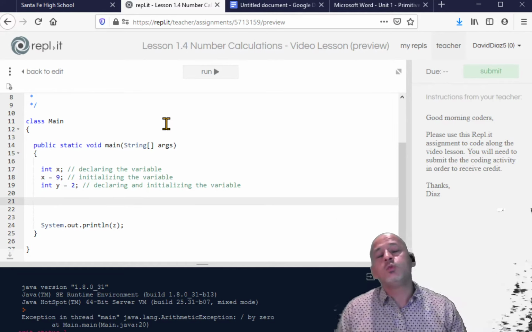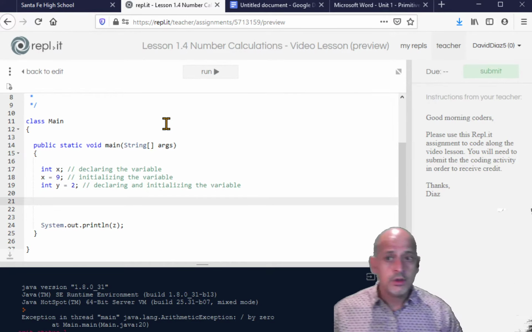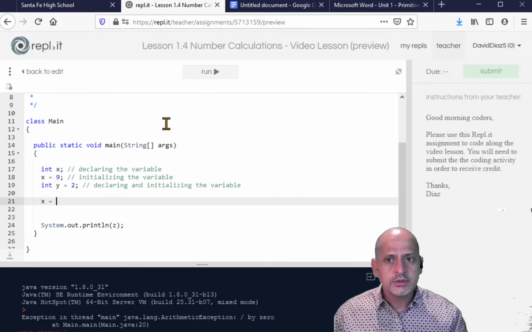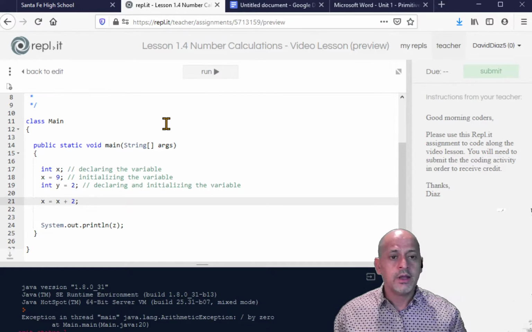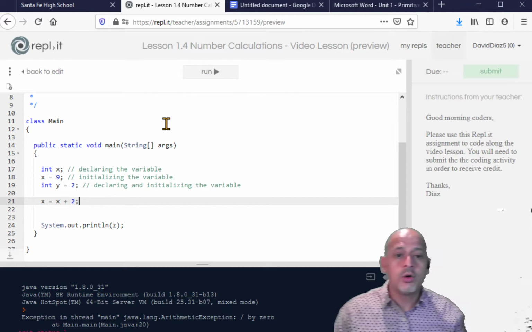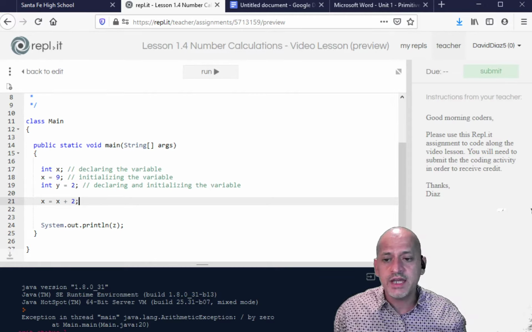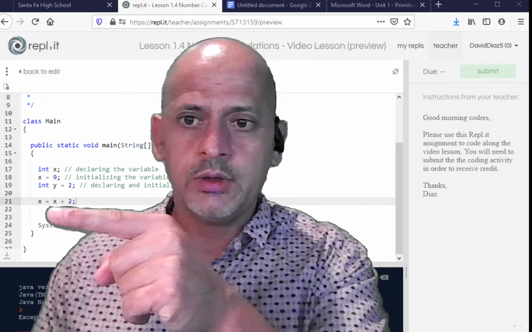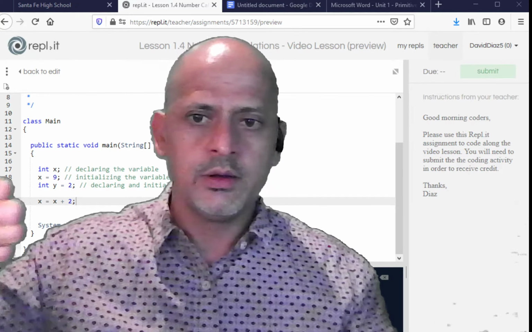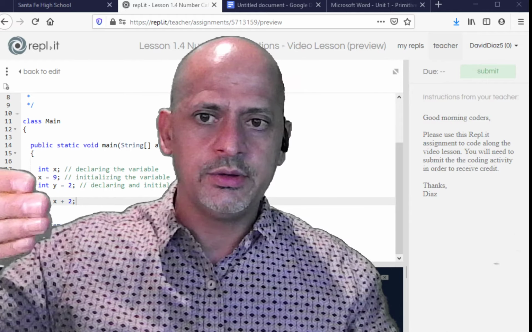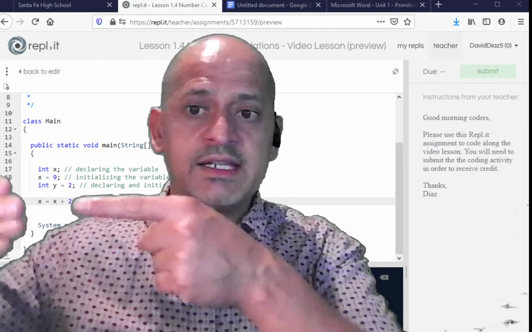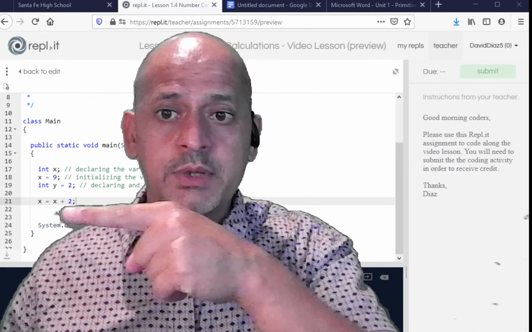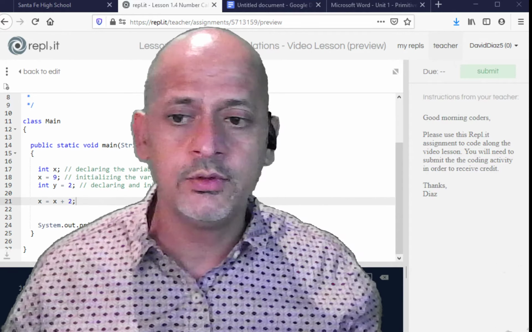Now, let's say we wanted to increase x by 2. In this case, we can say x equals x itself plus 2. Remember that whenever you are working with Java, you are working backwards. We perform this part here, x plus 2, 9 plus 2 is 11, and that gets placed back into x. So x plus 2 will be placed into the variable x.